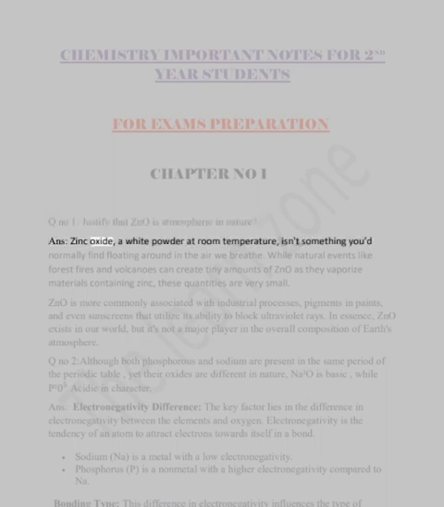Answer. Zinc oxide, a white powder at room temperature, isn't something you'd normally find floating around in the air we breathe. While natural events like forest fires and volcanoes can create tiny amounts of ZnO as they vaporize materials containing zinc, these quantities are very small. ZnO is more commonly associated with industrial processes, pigments in paints, and even sunscreens that utilize its ability to block ultraviolet rays. In essence, ZnO exists in our world, but it's not a major player in the overall composition of Earth's atmosphere.